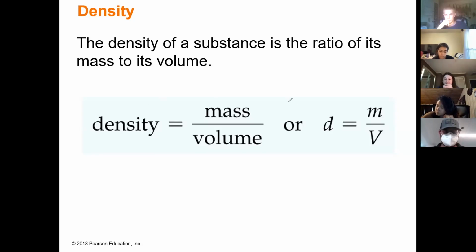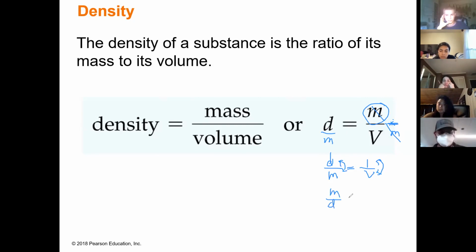If you have difficulty isolating variables, like you want to be able to solve for just mass on its own, the way that we would solve for mass on its own is I'd divide this side by mass, and I would divide this side by mass, and the mass goes away. And then I get density over mass equals 1 over volume, right? I have to flip these or find the reciprocal of it. So mass over density is going to equal my volume.